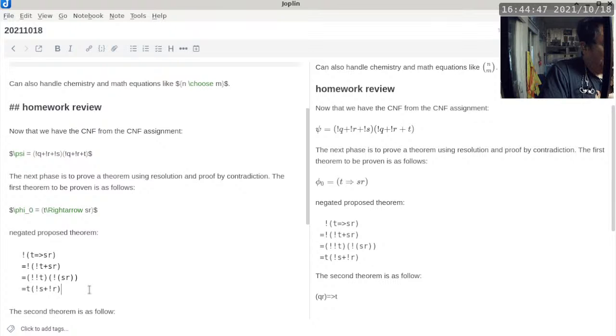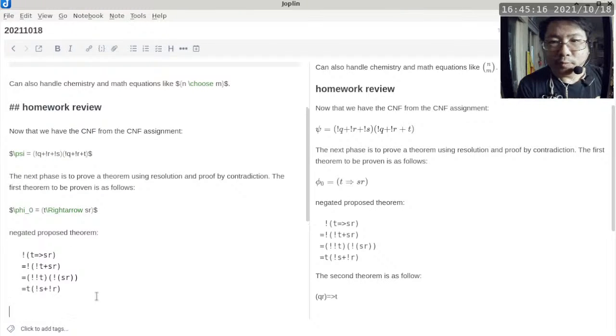I'm not sure what you mean by that. Okay. All right. So this is a CNF at this point because T is one term, and then the other term is not S or not R, and then these two are connected by a conjunction. So we have a CNF representing the negated theorem.